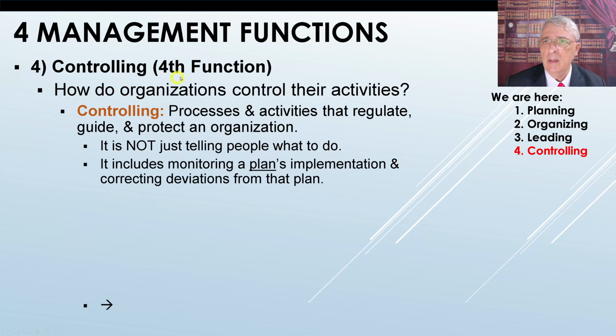Okay, controlling, the fourth function. So how do organizations control their activities? Controlling, the formal definition: processes and activities that regulate, guide, and protect an organization. It is not just telling people what to do. This is the mistake of younger managers. Controlling doesn't just mean putting your thumb on a person and making it go.